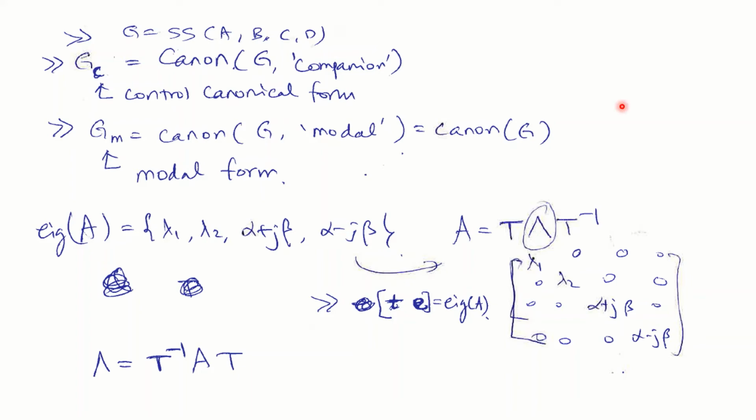Of course, we can do the realization using MATLAB. You can use SS to get the system G, the state model. We can do the canonical realization, especially the control canonical realization, using canon of G with this option, the companion. If you run this, then you will get the control canonical form, where G could be a transfer function, but here it is given as the state model.